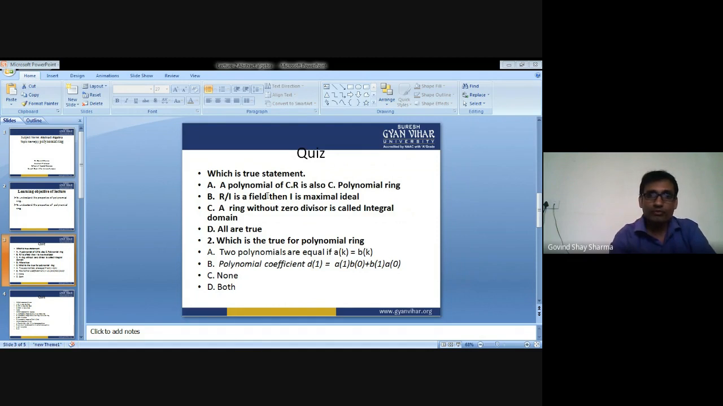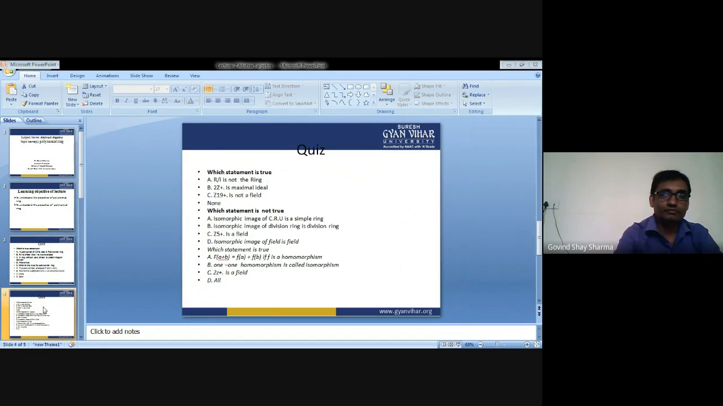Similarly, the polynomial coefficient d_k is a_k and b_(j minus k), so k minus j or j minus k. So here a1 b0 is b1 a0, which is true. So both are true. This statement is true. R/I is a ring, definitely, and the quotient is the maximal one. B is the right option.